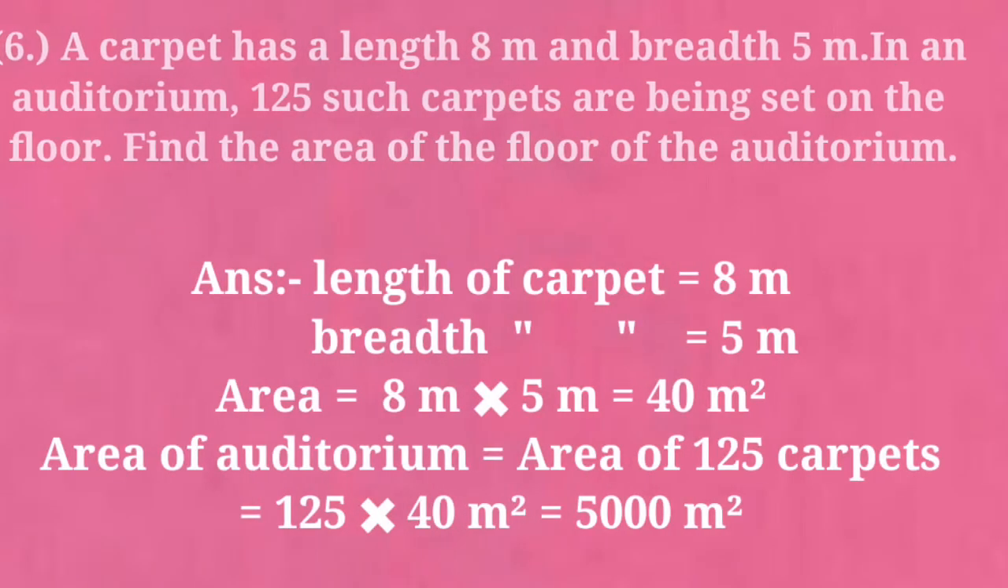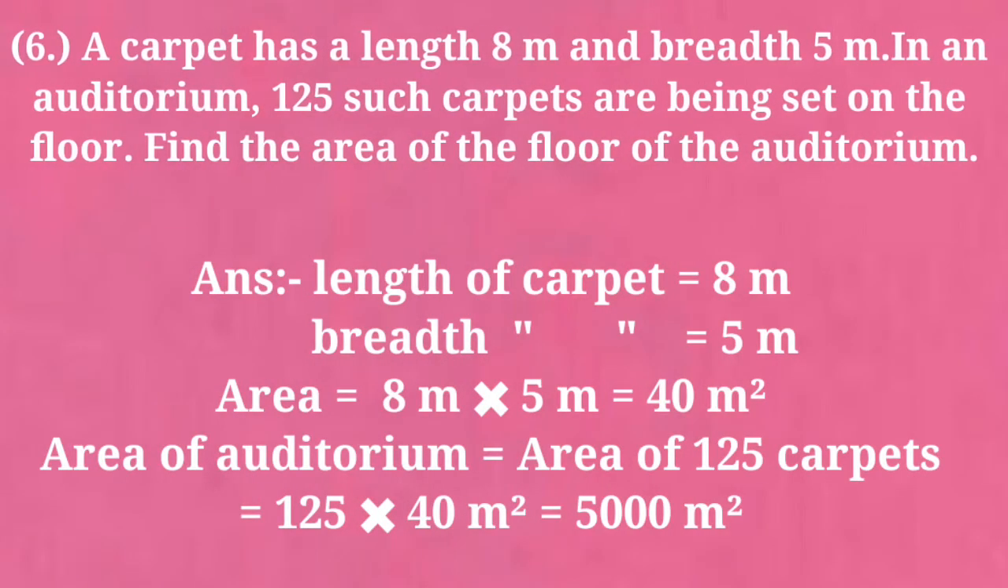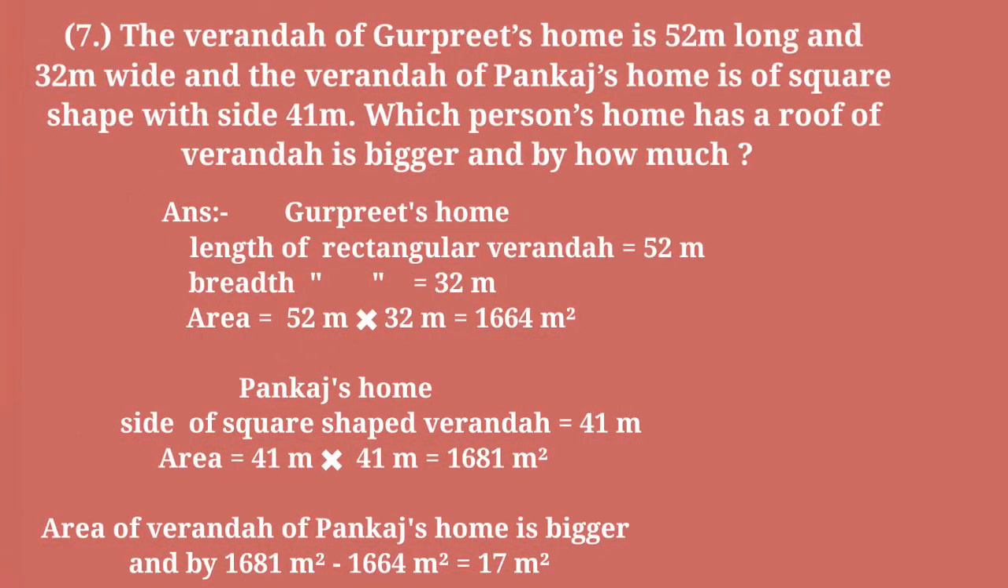Answer. Now sixth, length of carpet is equal to 8 meter and breadth of carpet is equal to 5 meter. So here area of carpet is equal to 8 meter multiplied by 5 meter, which gives us 40 meter square area. Now area of auditorium, which is equal to area of 125 carpets. So this is equal to 125 multiplied by 40 meter square, which gives us 5000 meter square area. Seventh, so here let's take Gurpreet's home, whose length of veranda is equal to 52 meter and breadth is equal to 32 meters.